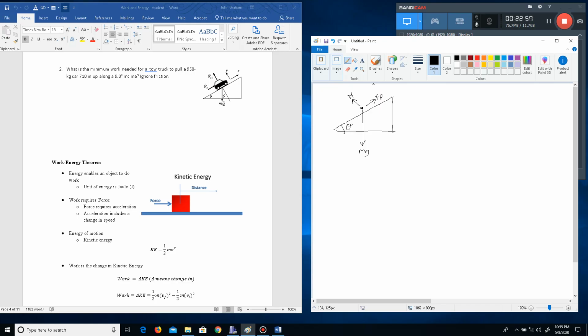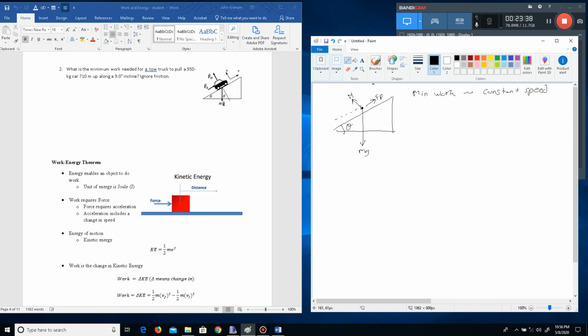Alright. So one thing to know is minimum work. What that means is we're looking at a constant speed. Okay, it's going to take more work if we're accelerating and increasing the speed as we go up. Alright, so only forces parallel to a line of motion do work. So all we want are the forces in our x direction.